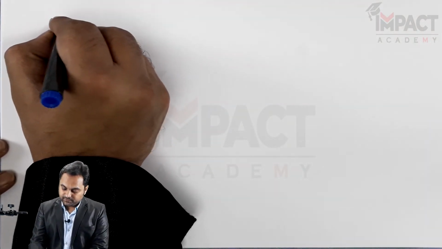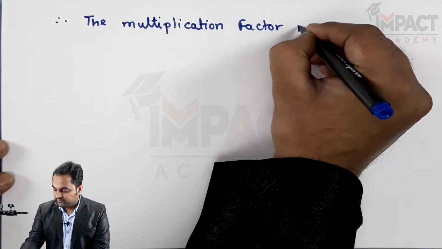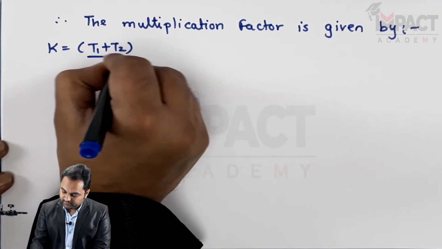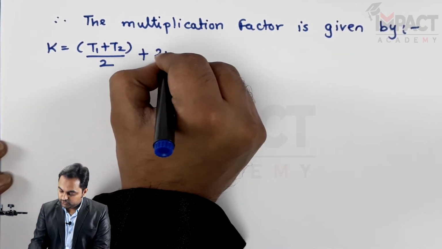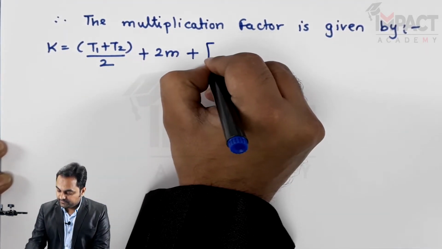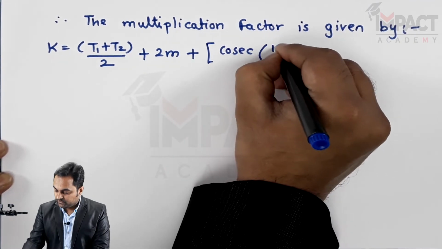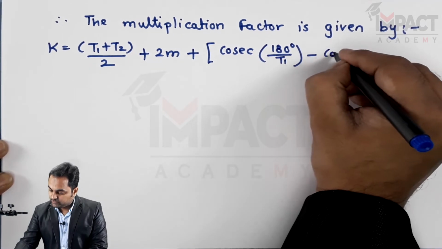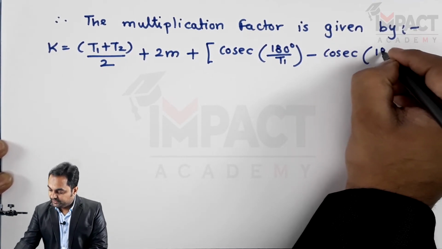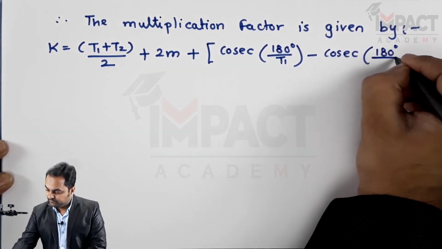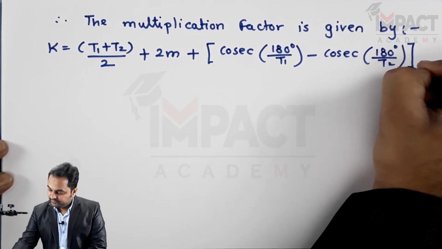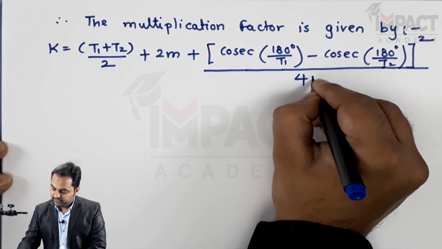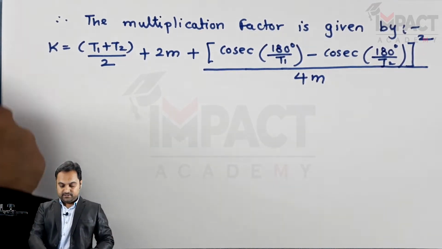So therefore the multiplication factor is given by K is equal to (T1 plus T2) divided by 2, plus 2m, plus into bracket cosec 180 degree divided by T1 minus cosec 180 degree divided by T2, and this term is having whole square, divided by 4m.